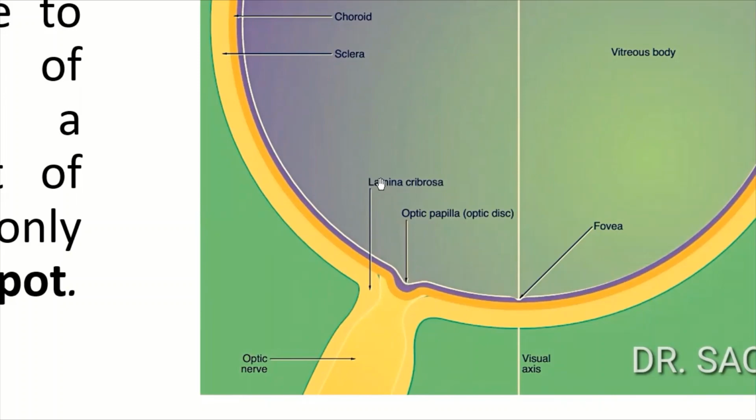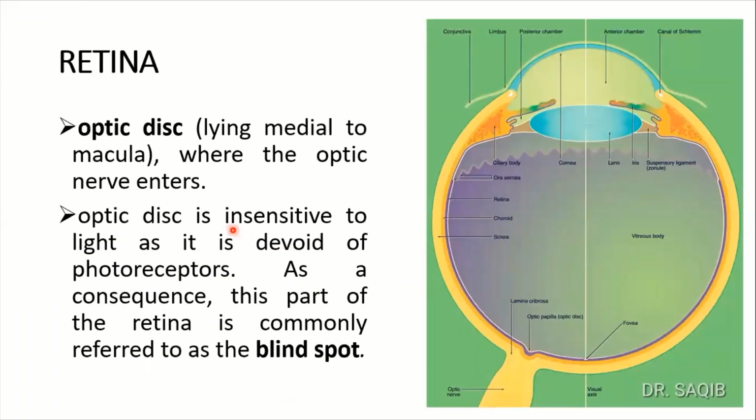I'll tell you, this is the lamina cribrosa. This is a mesh-like structure that supports it, right? Close to the optic disc. This is the lamina cribrosa, and this is the optic disc, right? So here at the optic disc, the optic nerve enters.